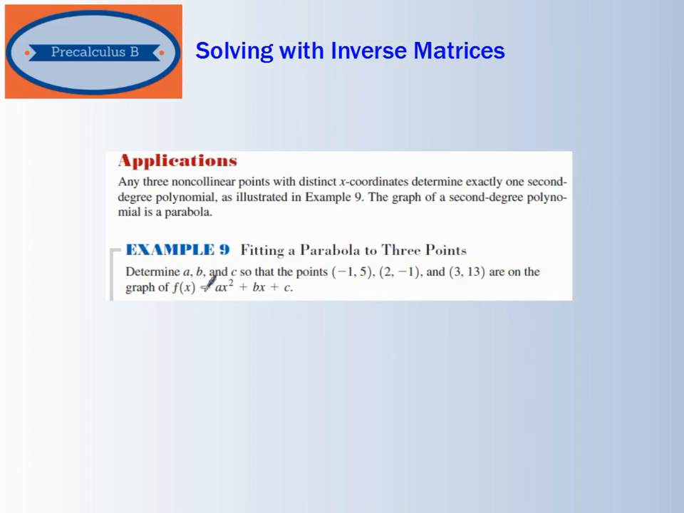So if we wanted to determine a, b, and c so that the points (negative 1, 5), (2, negative 1), and (3, 13) are on the graph of f of x equals ax squared plus bx plus c. All right, and I want to be able to fit a parabola to those 3 points. How might we go about doing this?